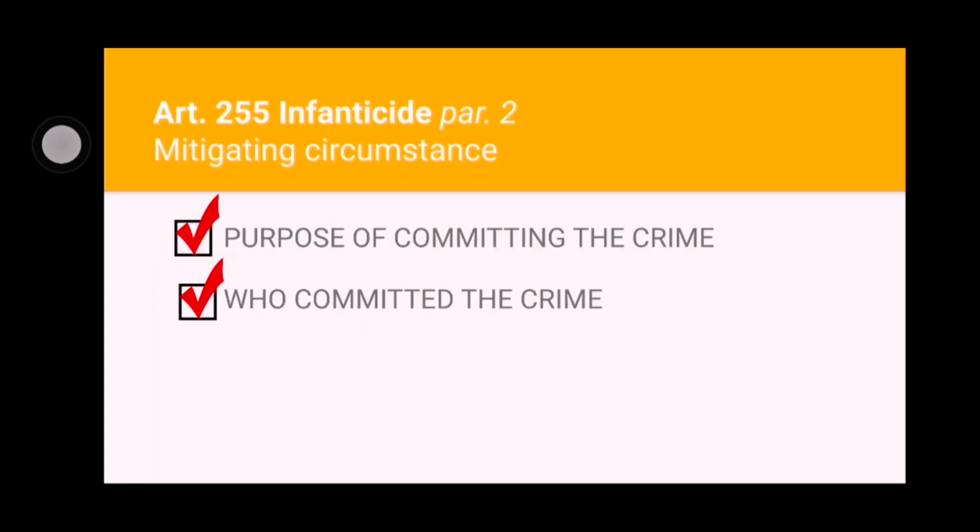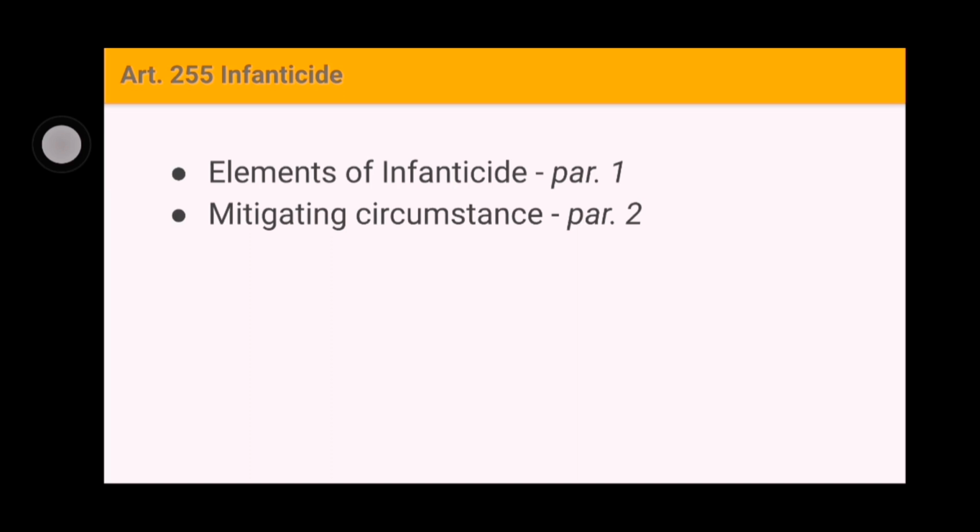Please remember, for a mitigating circumstance to be appreciated in the crime of infanticide, remember the purpose of why the crime was committed and who committed the crime. I hope this video was able to help you recall the elements of infanticide, which is based on paragraph 1 of Article 255, and the mitigating circumstance based on paragraph 2 of Article 255.